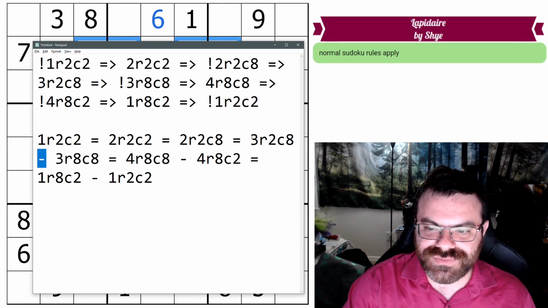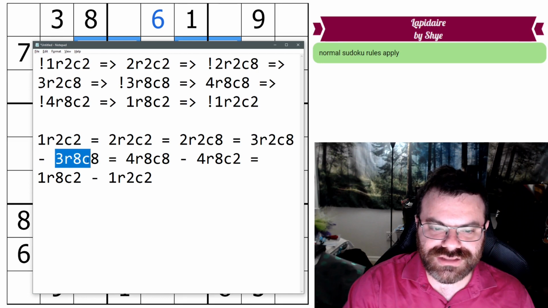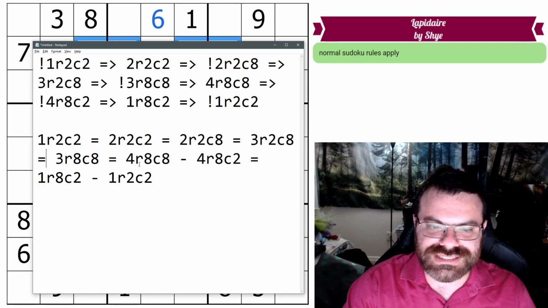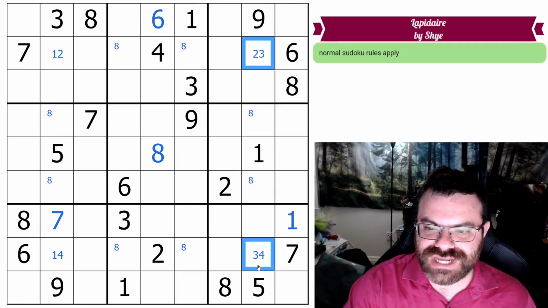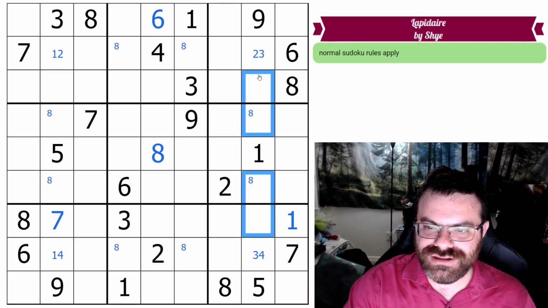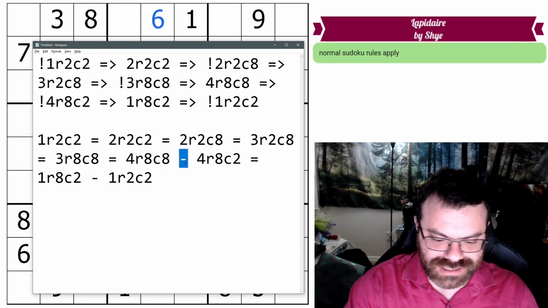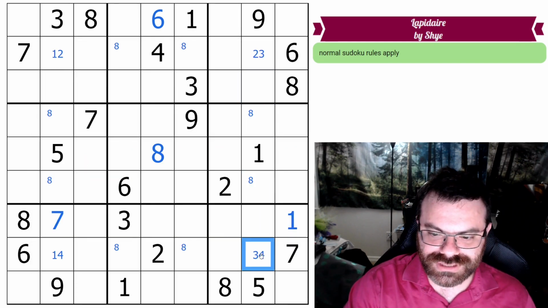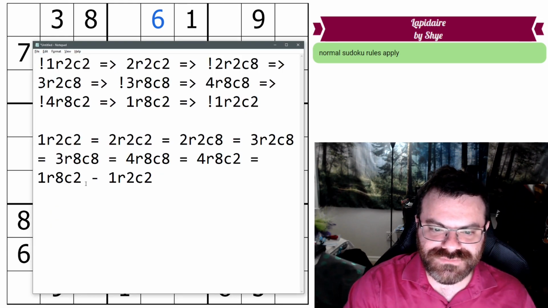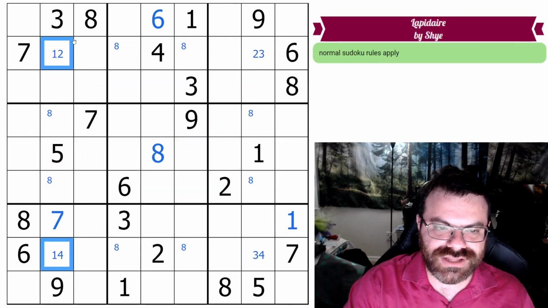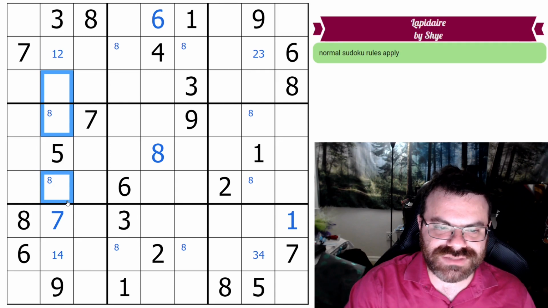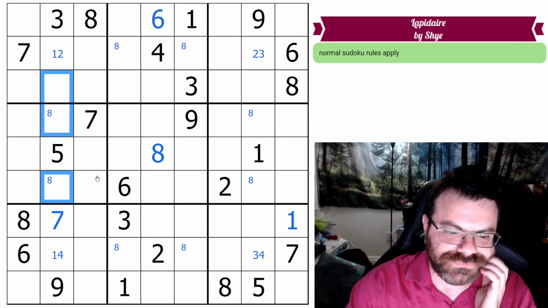This weak link between the 3 in row 2, column 8 and the 3 in row 8, column 8, that's now a strong link. These two now have a strong link between them. These are now eliminated. These can't be 3. The 4 in row 8, column 8 and the 4 in row 8, column 2, that's now a strong link. None of these can be 4 because there's a strong link between these 4's now. And then finally the 1's between row 8, column 2 and row 2, column 2, that's these two. There's now a strong link between them. None of these can be a 1. That's exactly what we had done before.